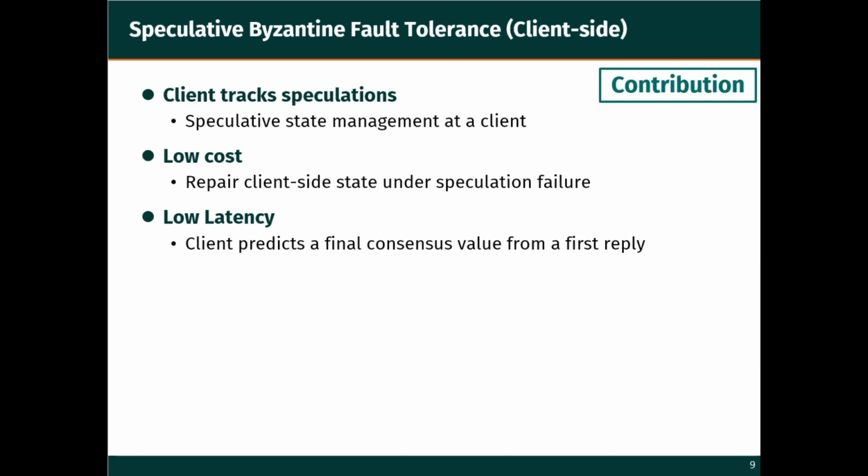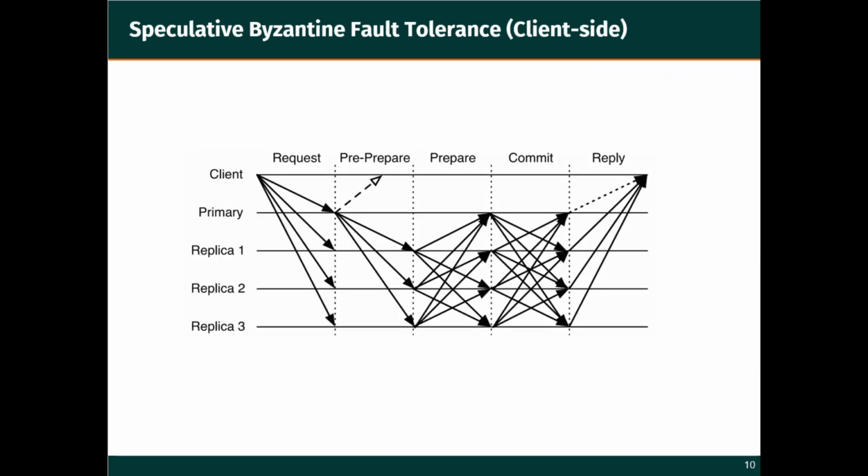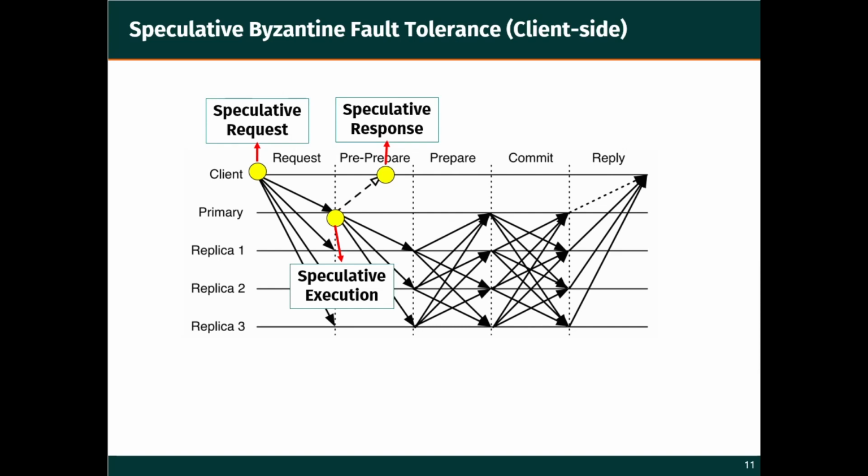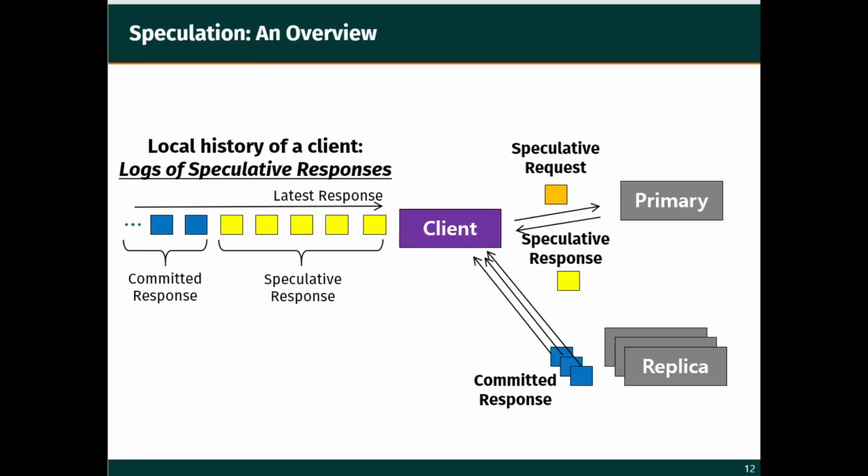Now let's see what client-side speculation looks like. The PBFT protocol with client-side speculation is simply presented as in this figure. This protocol is the same as the PBFT protocol shown previously, except for an additional message flow from the primary to the client. This added flow enables the speculation. More specifically, speculation involves three new messages: the speculative request that is sent by the client, the speculative execution that is performed by the primary, and the speculative response that carries the speculative execution results and is sent back to the client.